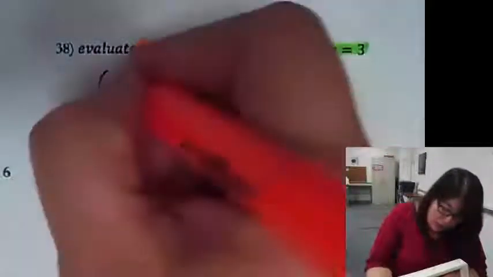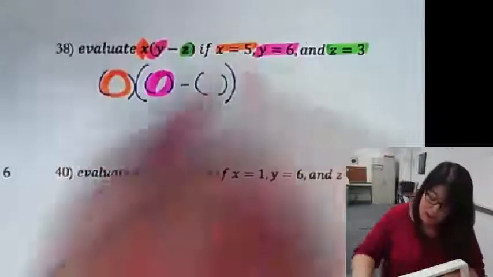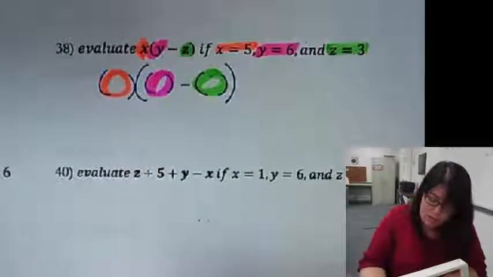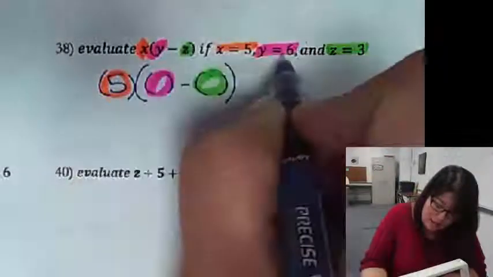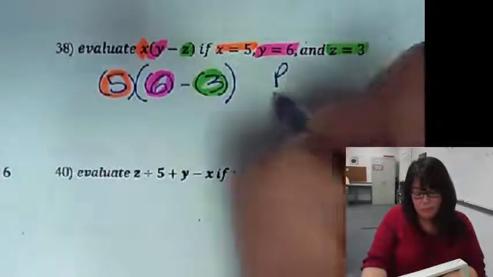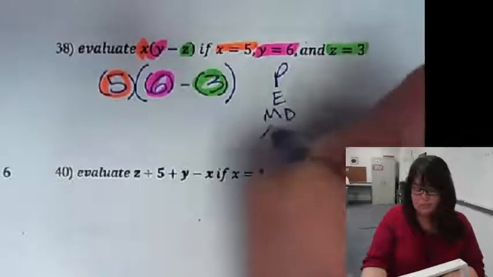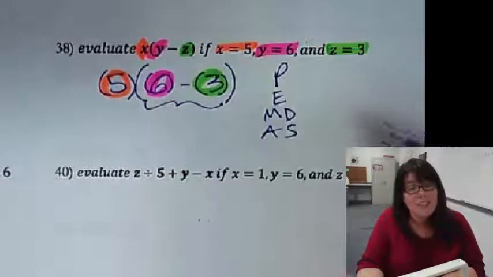Double check. Check and double check. There's x, there's y, and there's z. Plug them in. X is 5. Y is 6. Z is 3. All right, everything is plugged in. So PEMDAS. Parentheses. I've got some work to do inside this set of parentheses.